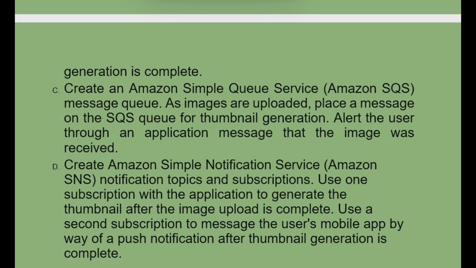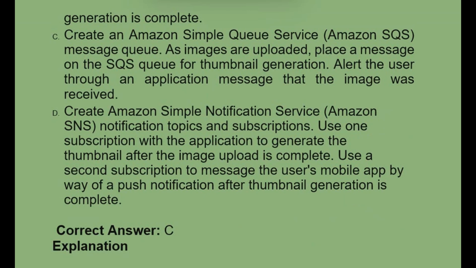Option D. Create Amazon Simple Notification Service (Amazon SNS) notification topics and subscriptions. Use one subscription with the application to generate the thumbnail after the image upload is complete. Use a second subscription to message the user's mobile app by way of a push notification after thumbnail generation is complete. Correct answer is option C.